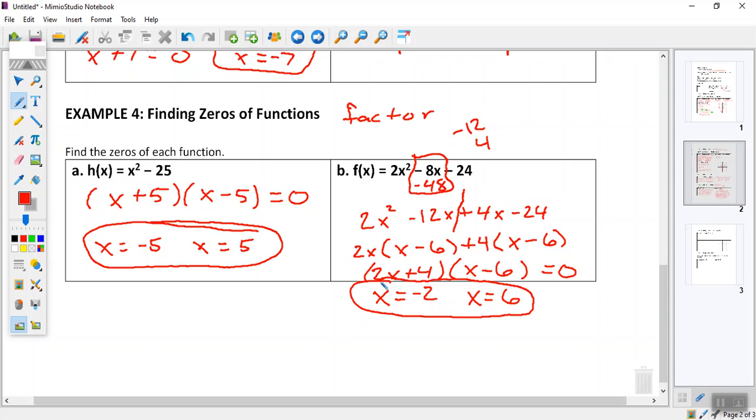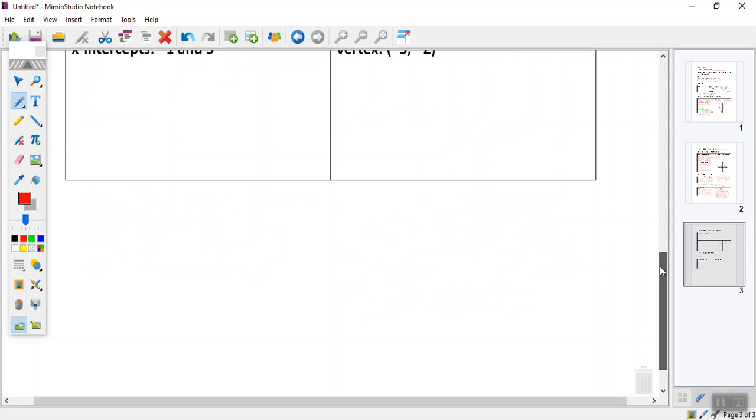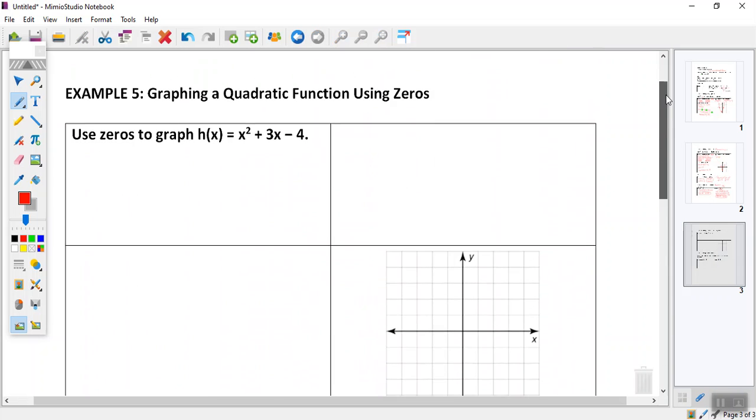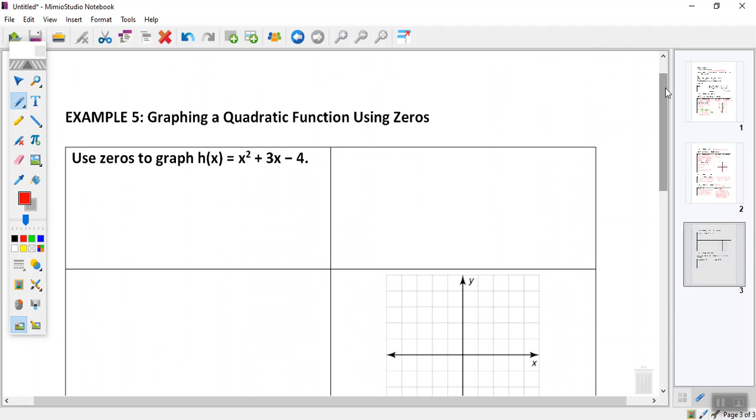Sweet. All right, well, let's get through this last page here, kids. Ooh, I like this example right here. Okay. It says graphing a quadratic function using what, kids?